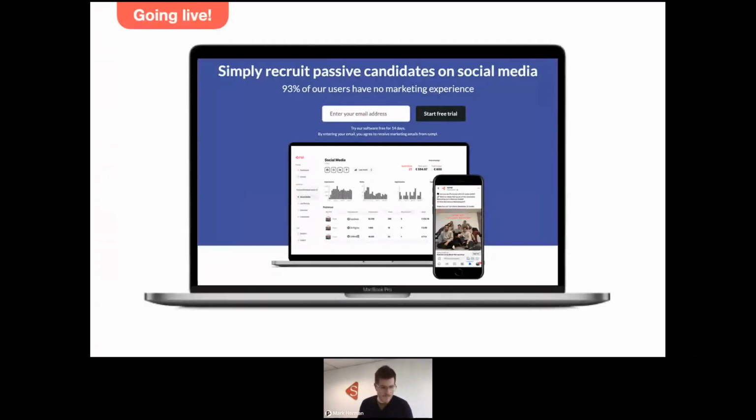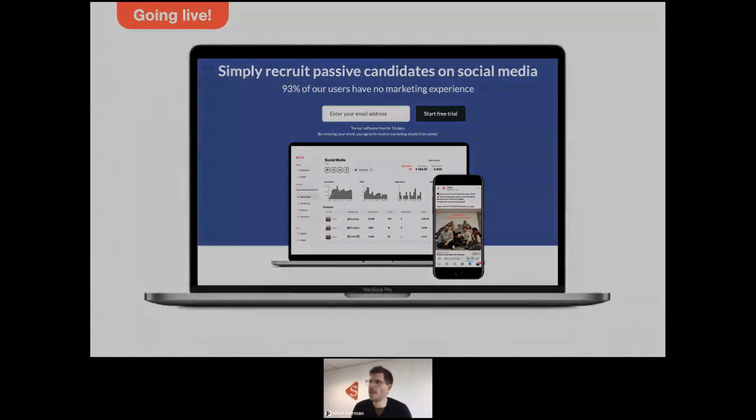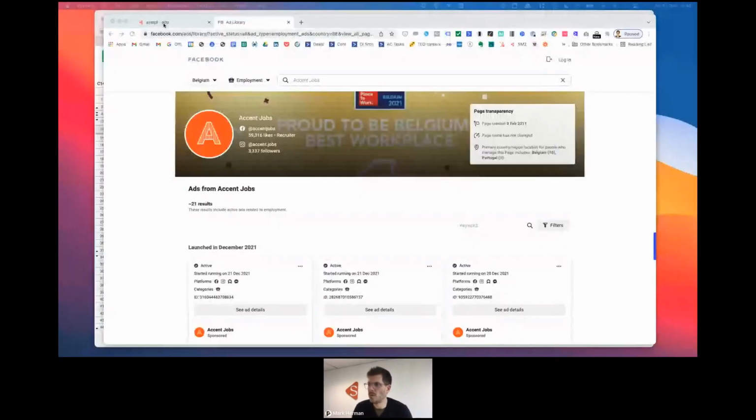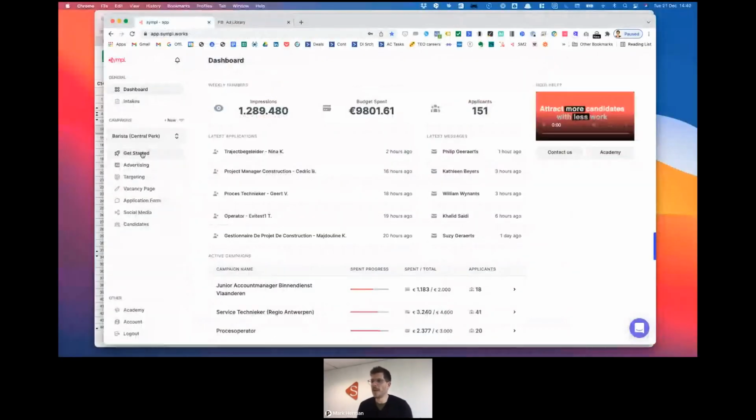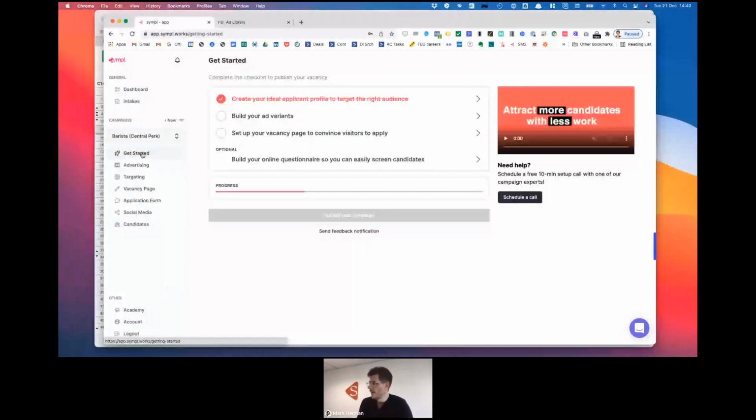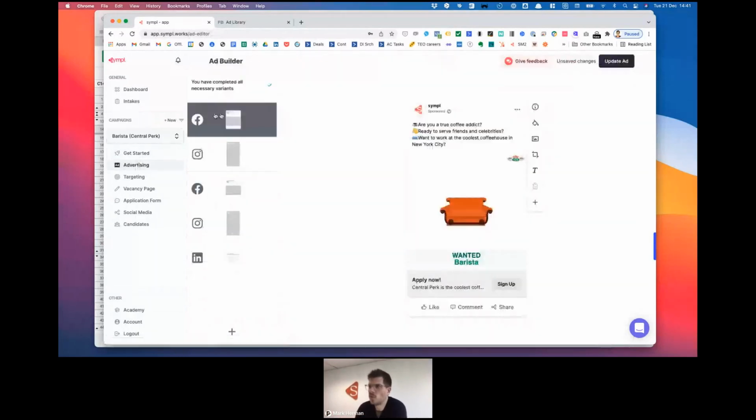And we have 5 minutes left. I'll quickly show you what our software does, because we started the software knowing that advertising on Facebook is quite complicated. Hence, what we've done is built one tool where for a minimal amount of money, you're able to start up not only your advertising campaign. So if, for instance, this is an example, let's assume you're looking for a barista in Central Park in New York. You can set up your advertising here.